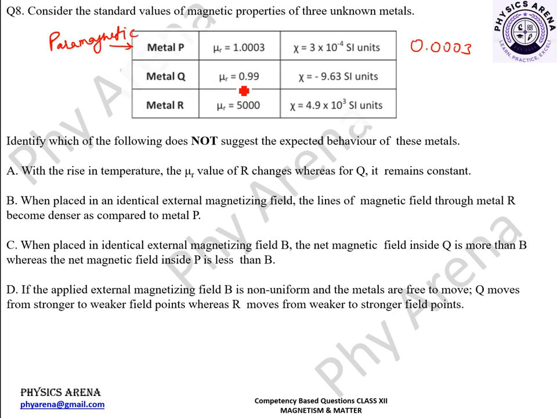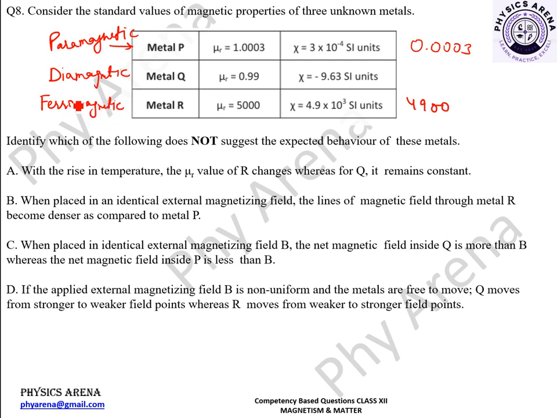For metal Q, we can see that the value of chi is negative. And we know that the value of chi, or magnetic susceptibility, is negative for a diamagnetic. So Q is diamagnetic material. And in metal R, we can see that the value for chi is 4900, and for mu r it is 5000, a very large value. So it is definitely ferromagnetic.